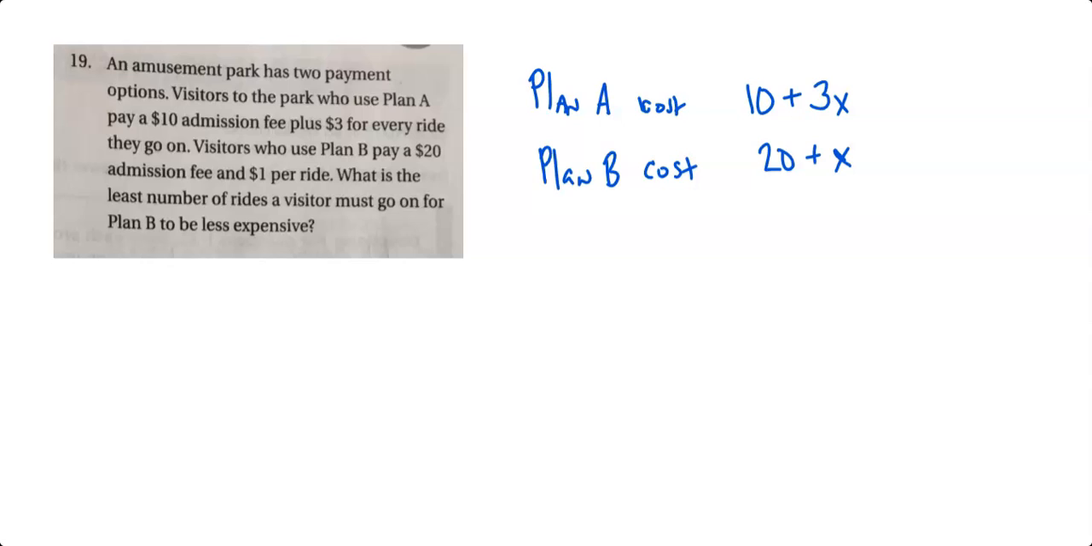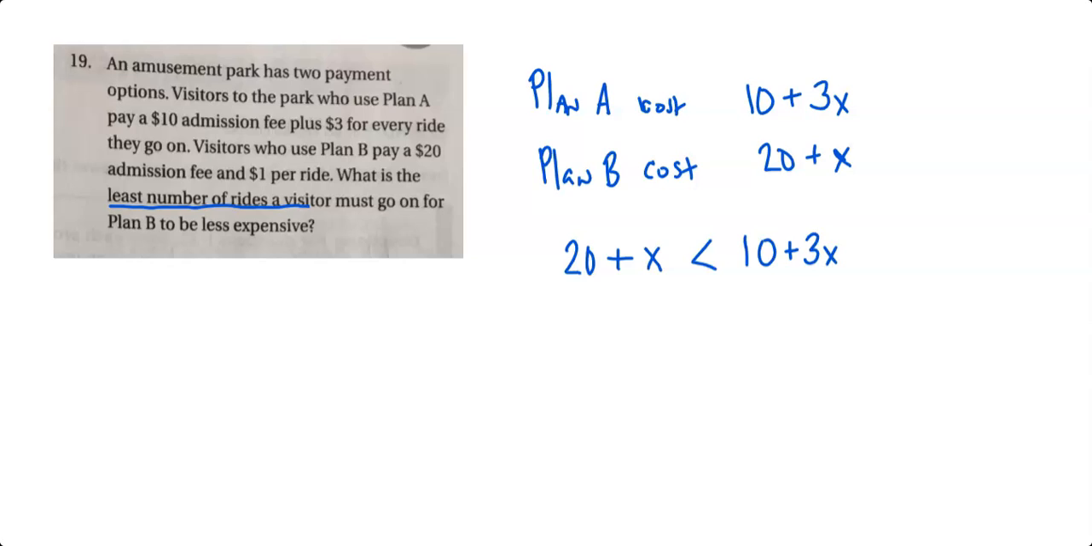So you can see it starts off that Plan B costs more, but as time goes on, the total cost is going to end up being less because you're only paying $1 per ride. So what is the least number of rides a visitor must go on for Plan B to be less expensive? Less expensive means less than the Plan A cost. Not less than or equal, less than. So what we're going to do is find out how many rides would make that statement true.